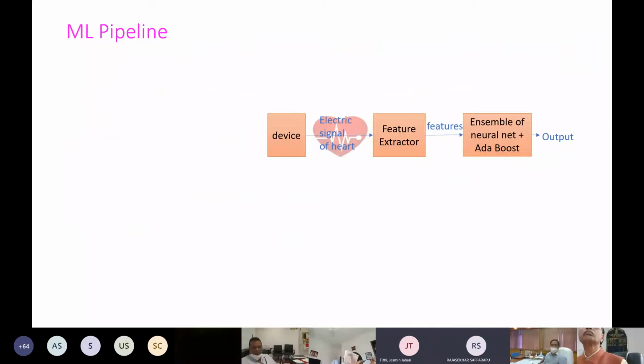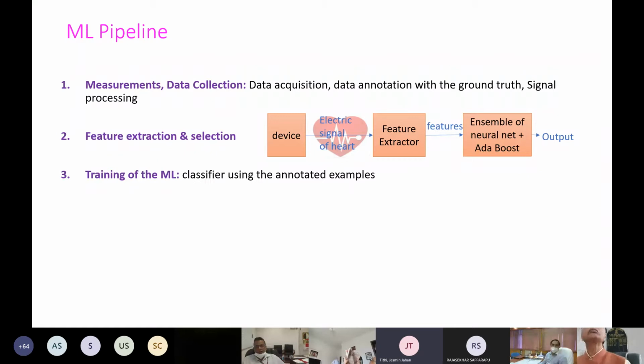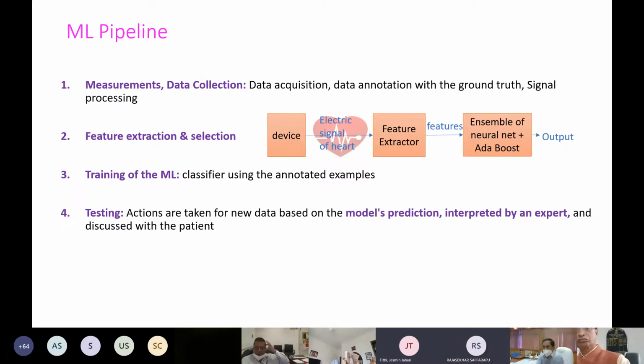Here is the ML pipeline. It starts with the measurement and data collection, data annotation with ground truth, and signal processing. And then feature extraction and selection happens. Then the model is trained with the annotated examples. And then testing happens in the real world, where actions are taken for a new patient based on the model's prediction, and then that is interpreted by an expert who could be a doctor or a nurse, and then discussed with the patient.